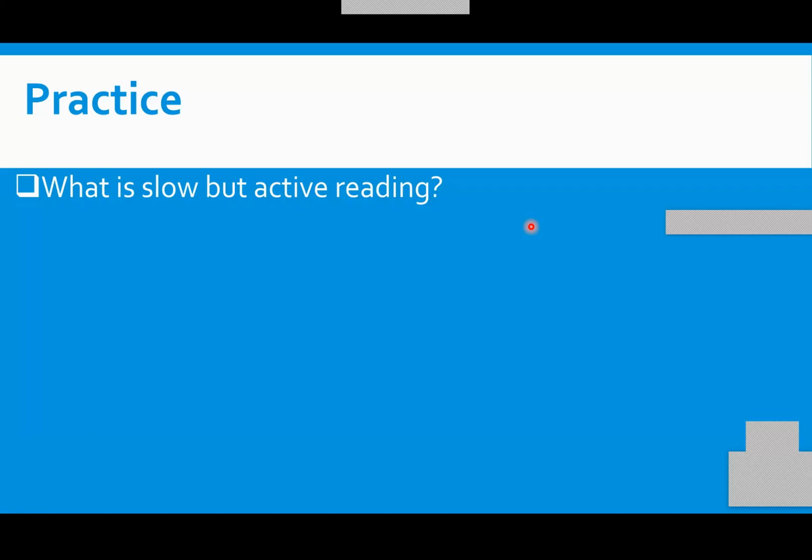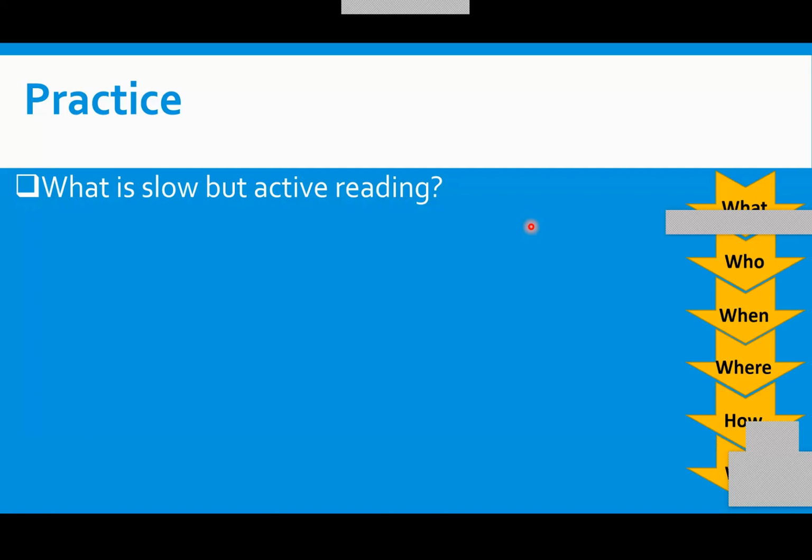And how do you take it? Because I will post it on YouTube. And then go and try, when you read, look at these parameters. Okay? So these are the words that you are looking for, the sequence of words that you look for when you do slow but active reading. So you'll do slow reading, but you will shorten your time.